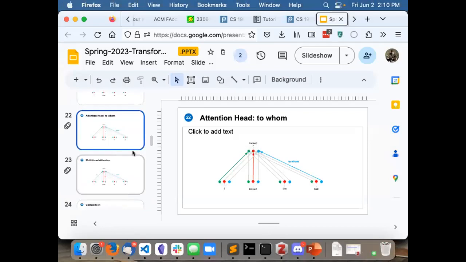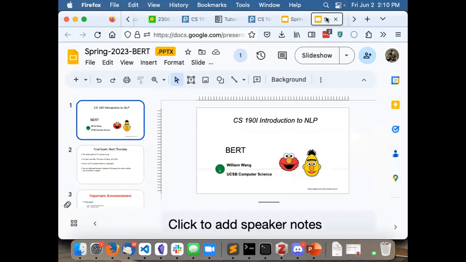So the reason why I bring in this idea of what information from the other words we need in order to know how to fill it in connects to William's slides from the most recent one.